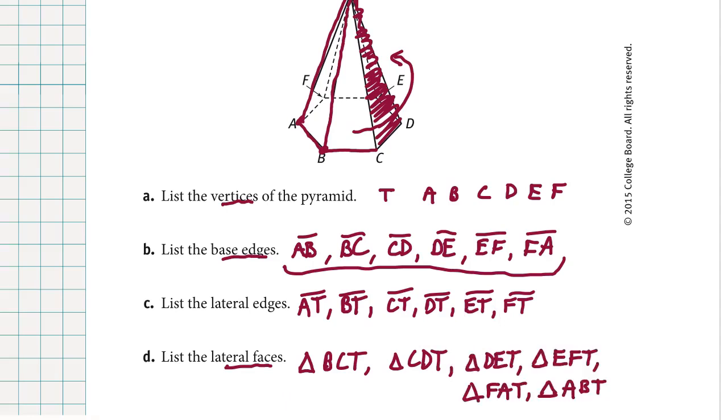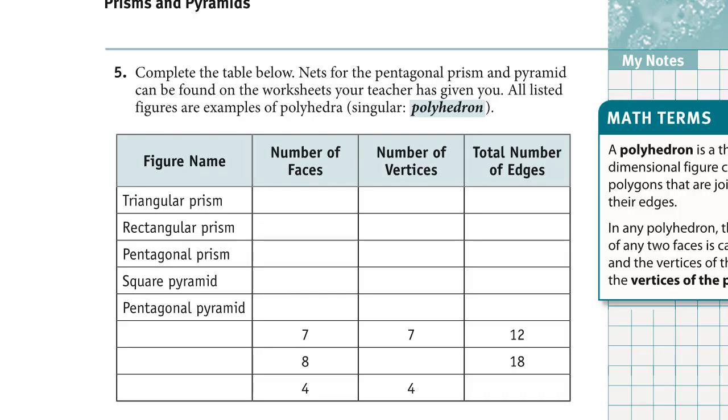And here are the 6 lateral faces listed. I know that there are 6 of them because the base was a hexagon. If the base has 6 sides, then each of those sides will extend upward to the top point of the pyramid. There will be 6 lateral faces. Now move to question 5. We're going to complete the table.